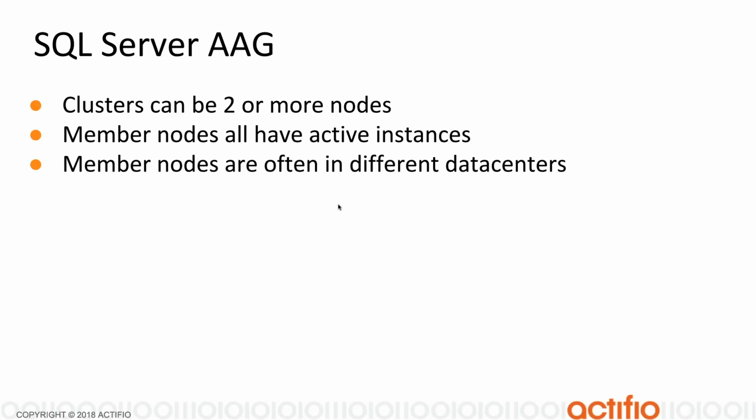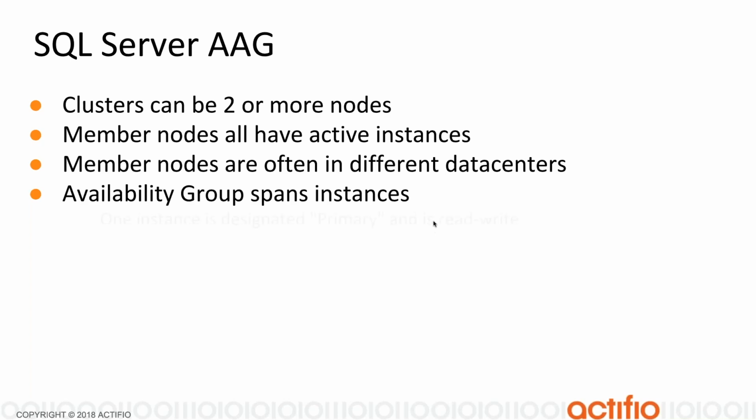And instead of using shared storage, each node has its own copy of the databases that are in the availability group. Availability groups therefore span instances. And these are some fundamental concepts that are important because as we talk about what Actifio can and can't do with availability groups, it's important to always keep these particular items in mind.